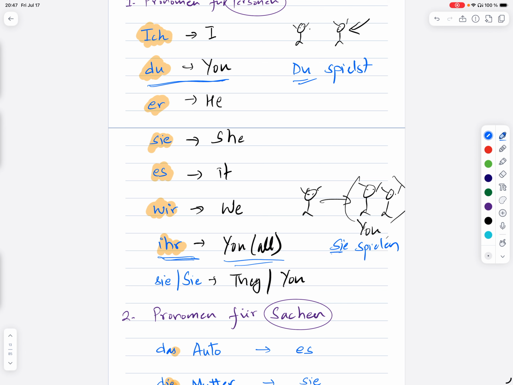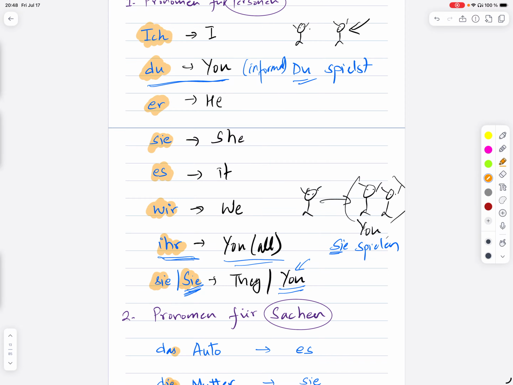So when the S is capital, then you are addressing in respect. You can say du is informal when you talk to them, and the formal version is the Sie. So you can have they, sie, and Sie. Later on, when you will see many sentences, then the differences will be clear.